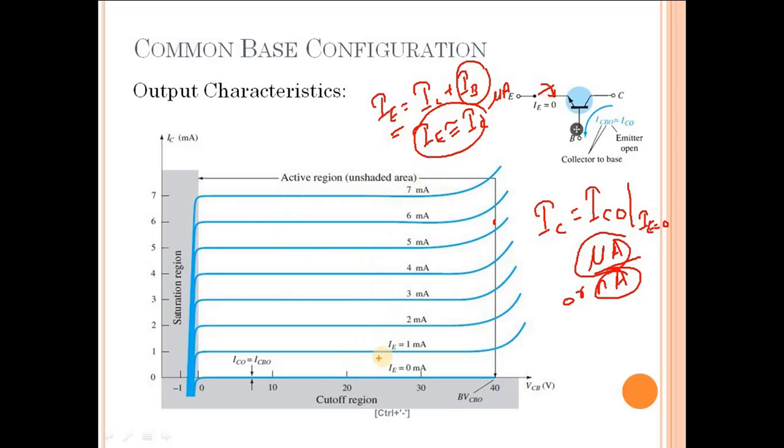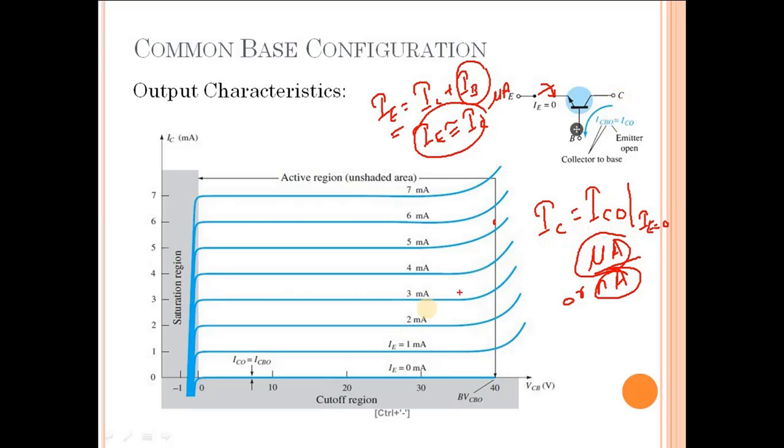Then what is the cutoff region? The cutoff region is that region of the output characteristics which shows the condition of the BJT in the common base configuration when we can say that the transistor is off. We already know that when IE is equal to 0 milliampere, the output current is simply because of the minority charge carriers. IC is simply ICO.